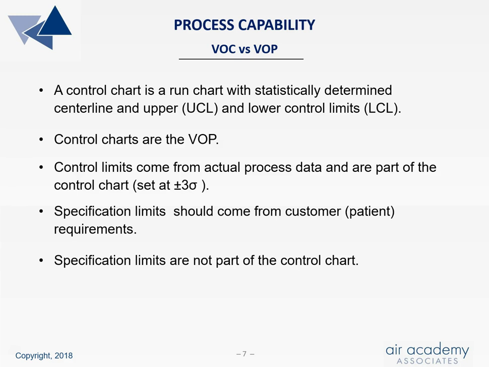A control chart is a run chart with statistically determined centerline and upper control limits and lower control limits. Control charts are the voice of the process. Control limits come from actual process data and are part of the control chart. They are set at plus or minus 3 times standard deviation. Specification limits should come from the customer or patient requirements. Specification limits are not part of the control chart.